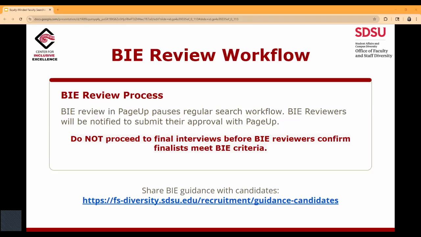If this step is missed, it can cause a serious delay in the subsequent stages of the search, especially when you get to the offer stage. So please do not bring people to campus if you have not received BIE approval.